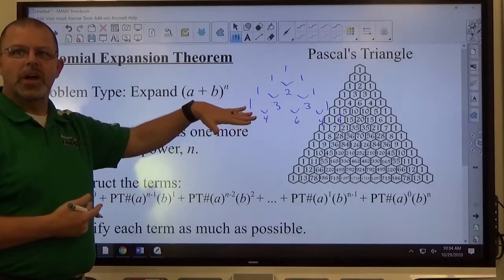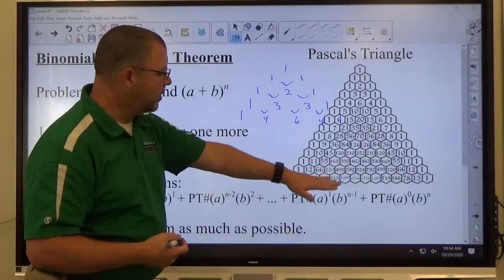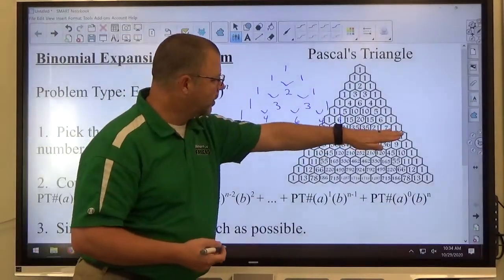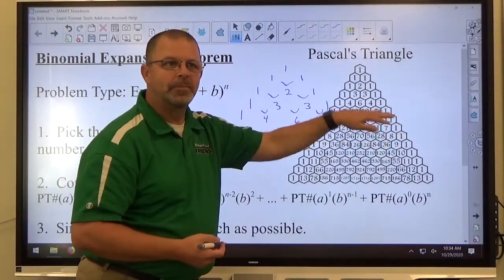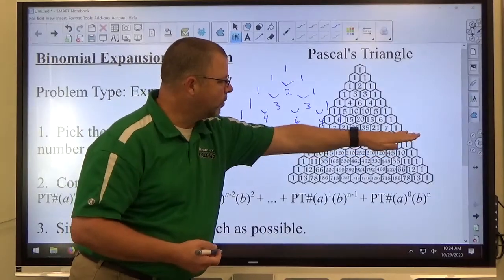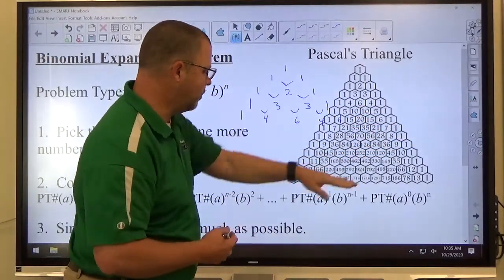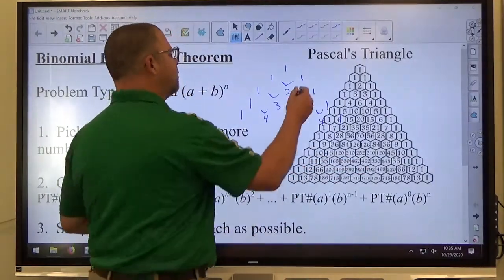You can go down as far as you have to go. This is kind of ridiculous down here, but I copied it off the internet. I didn't make this myself. Usually we stick to about the 7th power or less. So usually around here is where it stops as far as we're using it. But again, if it goes beyond that, you have this all the way down to the 13th power.